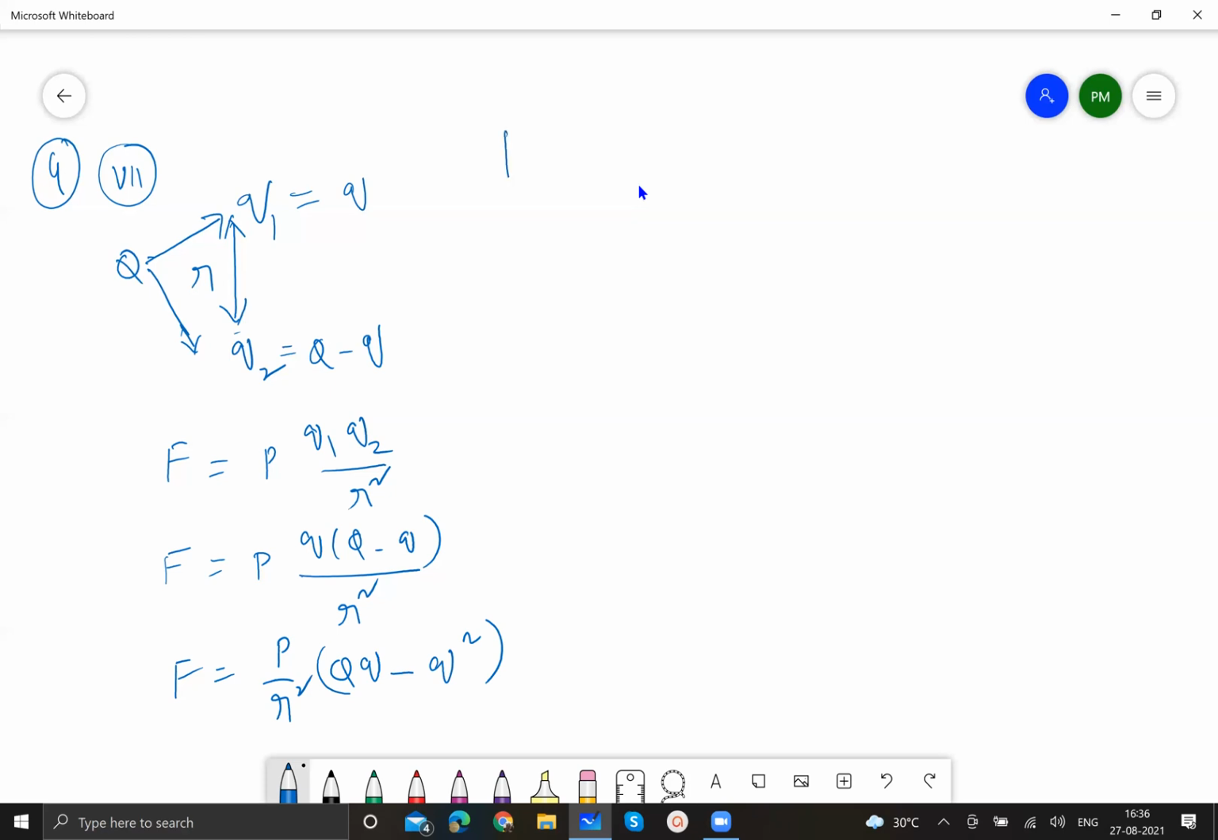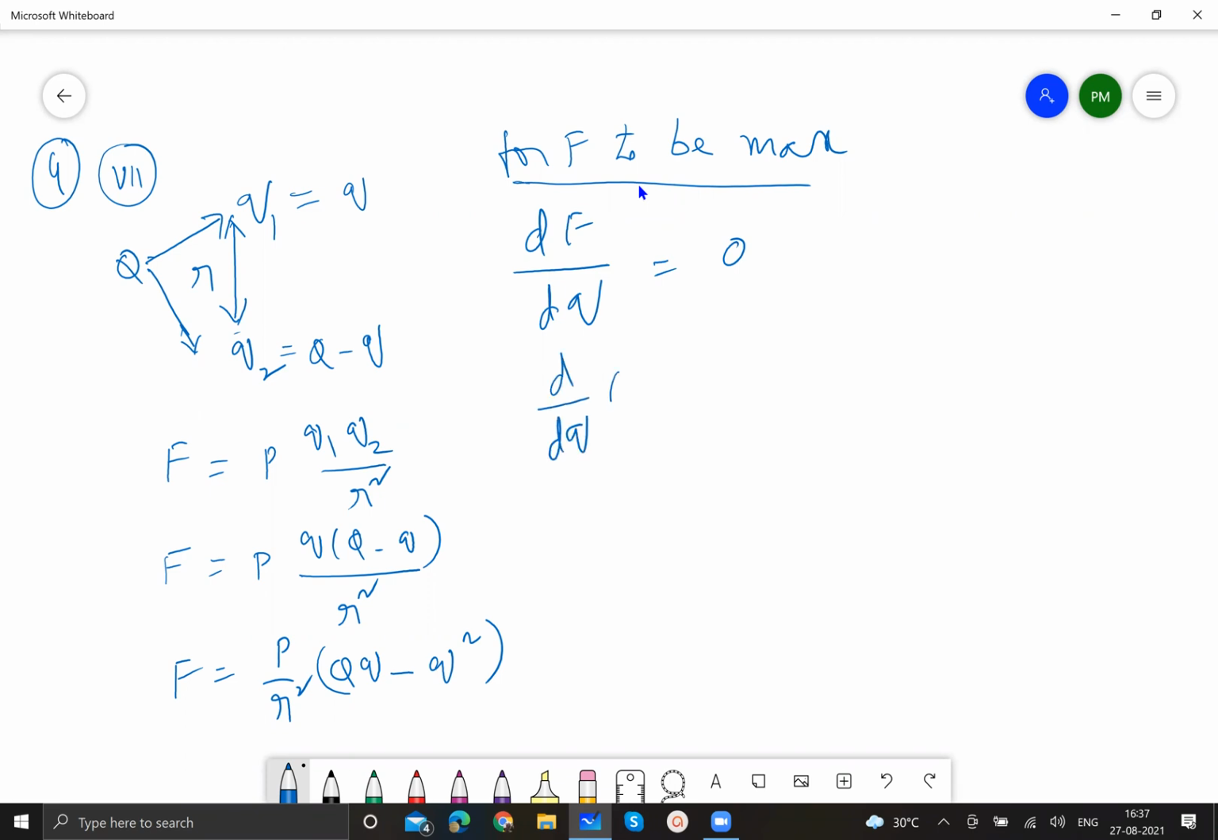So for force to be maximum, that only is asked. Derivative is 0. It is given, what should be the ratio for force between them to be maximum. So for F to be maximum, the variable is small q here. dF by dq should be 0. So we get d by dq of (Qq minus q square) should be 0. So this is Q minus 2q is 0. Therefore, q is equal to Q by 2.